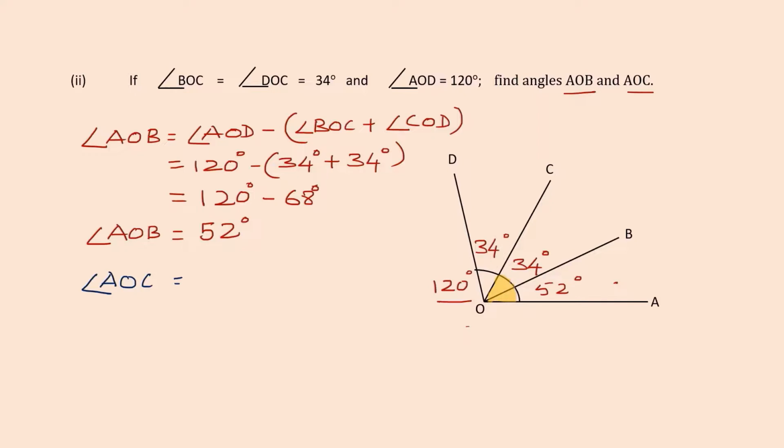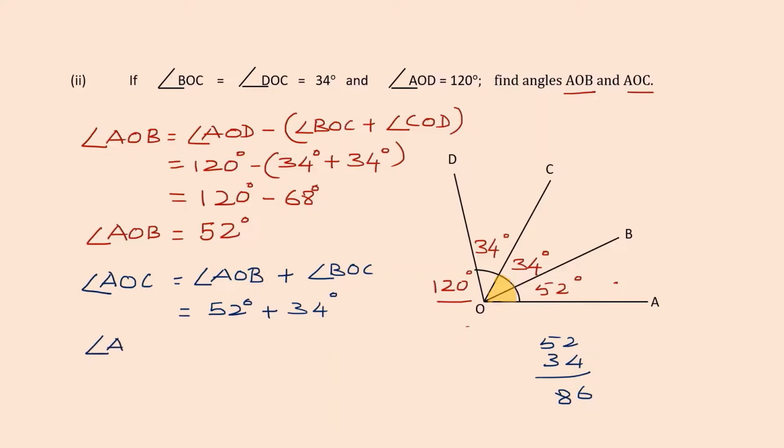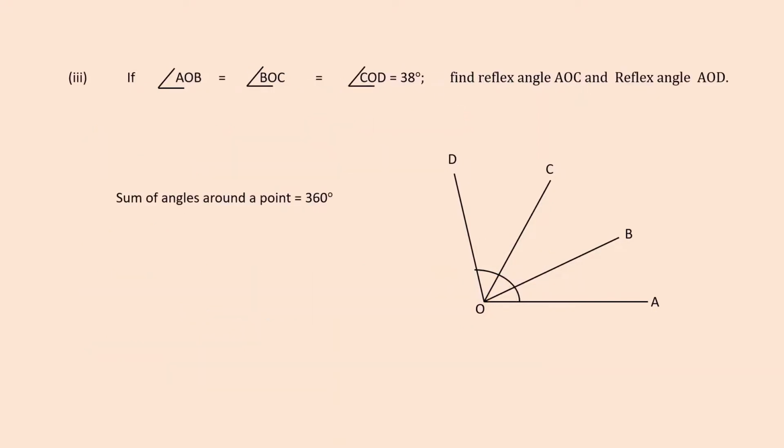So to find angle AOC, all we have to do is simply add up the two angles, which is angle AOB and angle BOC. Add up these two angles. So how much is angle AOB? 52 degrees. And how much is angle BOC? 34 degrees. Let's add up 52 and 34. 4 plus 2 is 6. 5 plus 3 is 8. So angle AOC is 86 degrees.